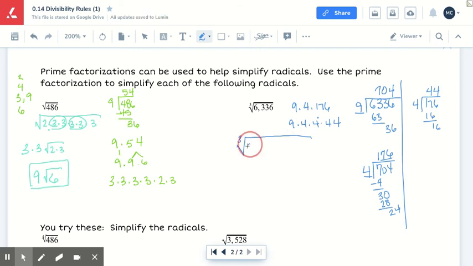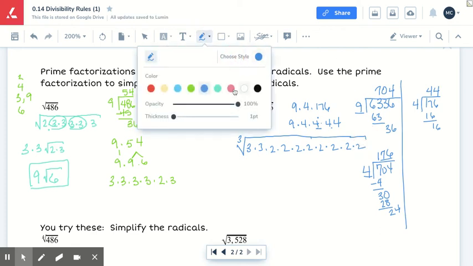So 9 is 3 times 3. 4 is 2 times 2. This 4 is also 2 times 2. This 4 is also 2 times 2. And then the last 4 is also 2 times 2. So a lot of 2's in there.